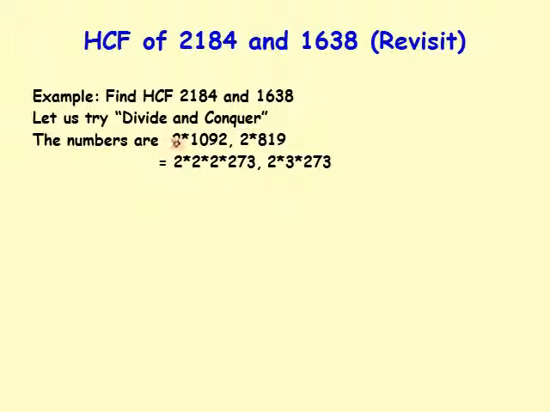Okay, and now let's divide again. I know that 1092 is divisible by 4, so it's 2 times 2 times 2, and after that 273. And this one is 2, and this number is divisible by 3, 2 times 3 times 273. So we have 273 in the second number, and we have 273 in the first number. We also have a 2 here, we also have a 2 here. 3 is not there. So HCF is 273 times 2, which is 546. HCF is 546. Okay, let's continue.